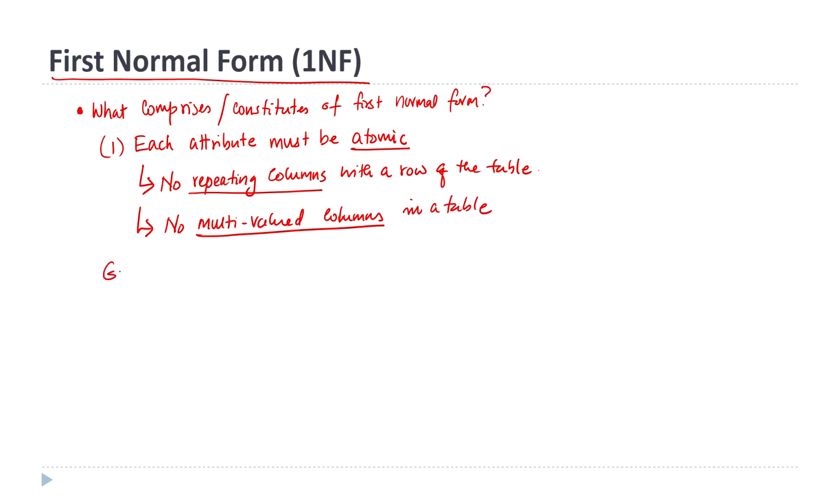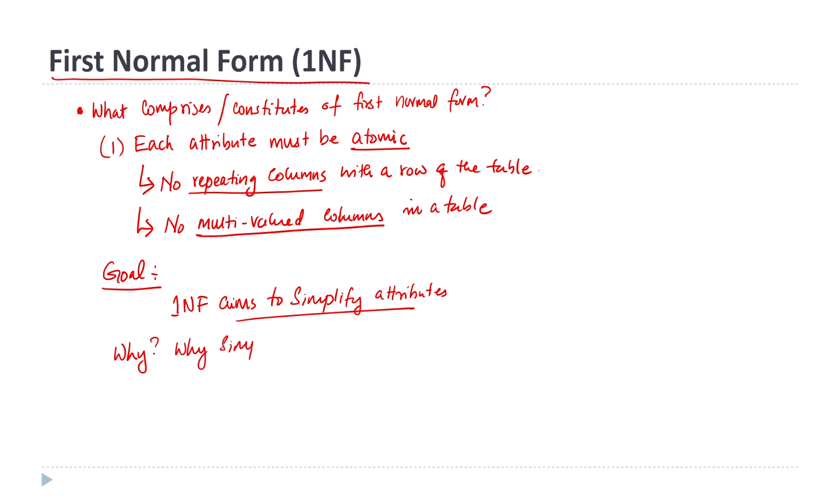So, what is the goal of 1NF? First normal form aims to simplify entity attributes. Attributes you can think of as columns. So, why do you need to simplify attributes? Why is simplification important, or why do we need simplification?